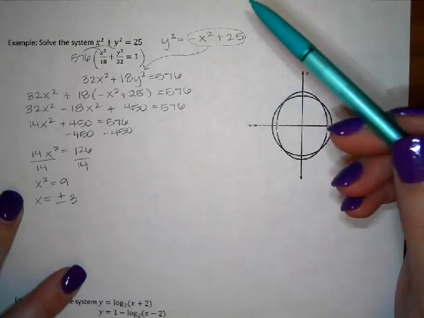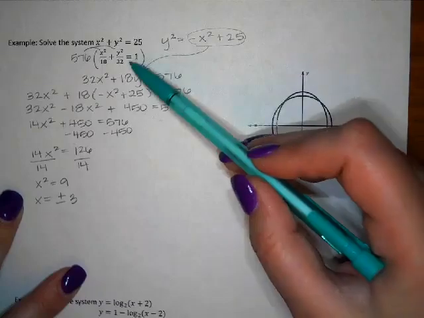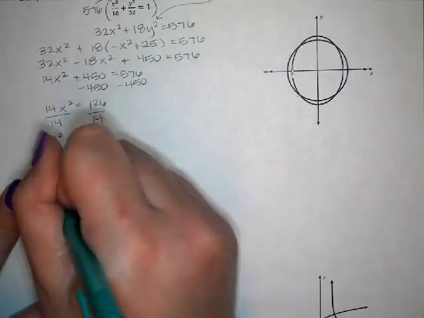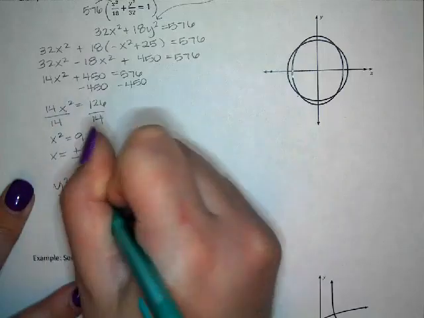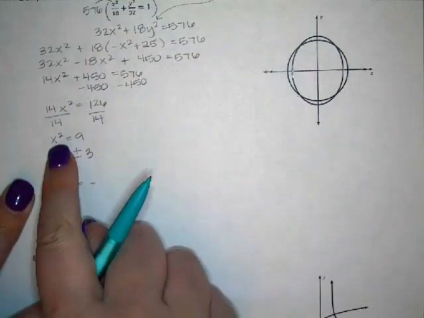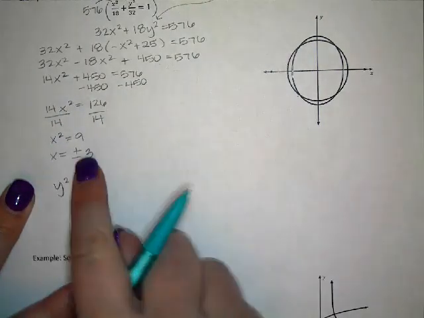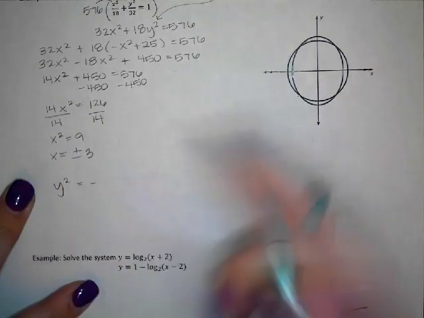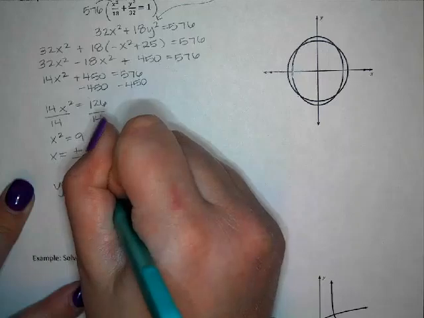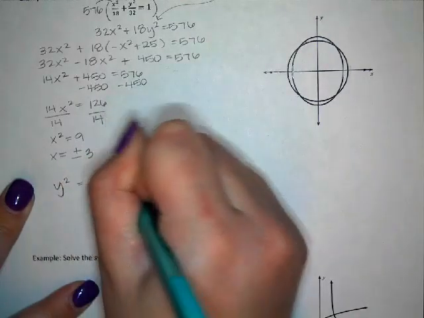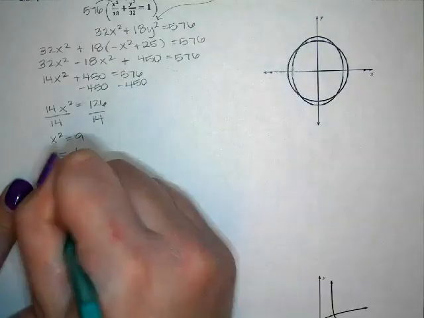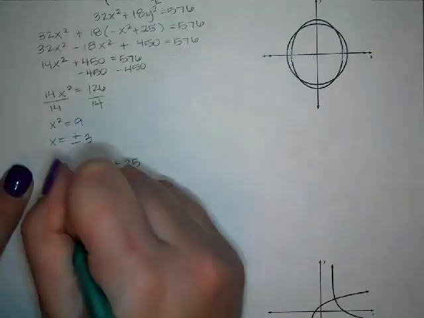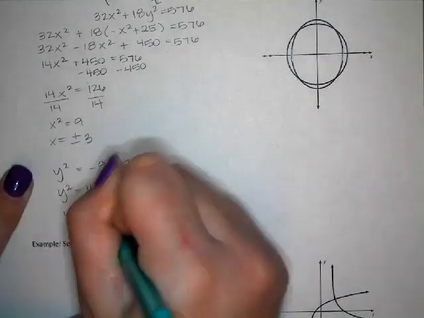All right, and then I'm going to have to go back and plug this in to figure out what the y value is. You can use the second equation if you want. I'm going to go ahead and use the first. So y squared is the negative version of x squared. X squared is just 9, so it doesn't matter if you use positive 3 or if you use negative 3, you're going to get 9 no matter what. So it's negative 9 plus 25. So y squared equals 16, and that means y is plus or minus 4.